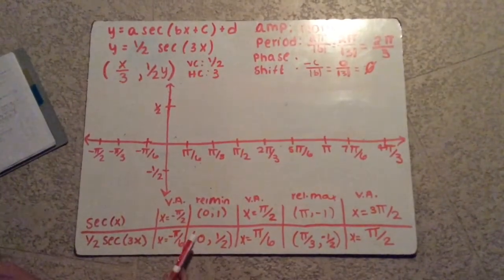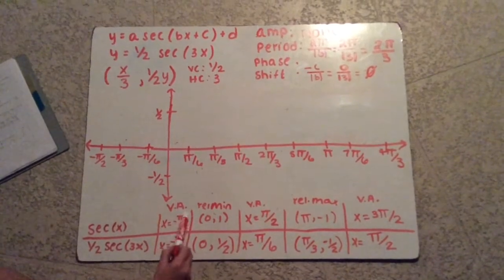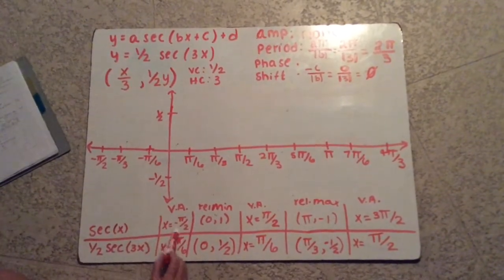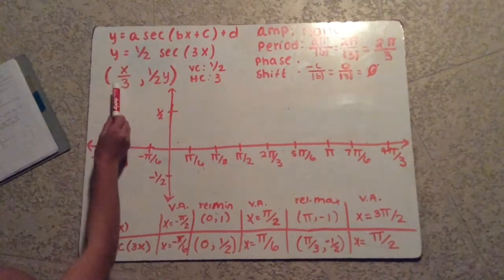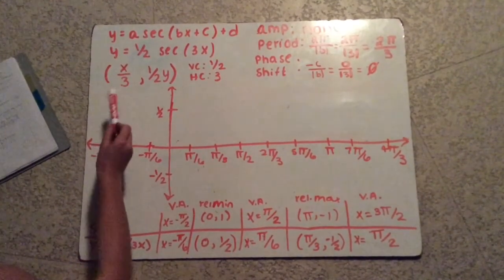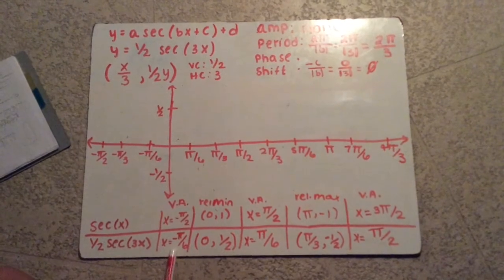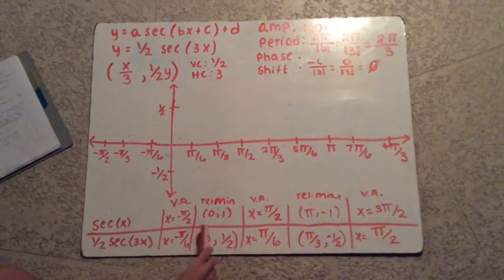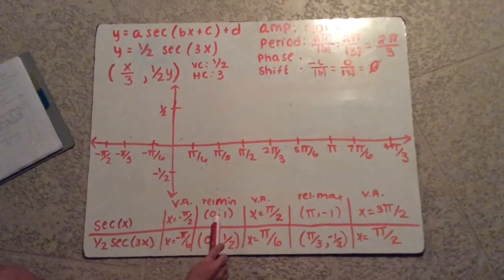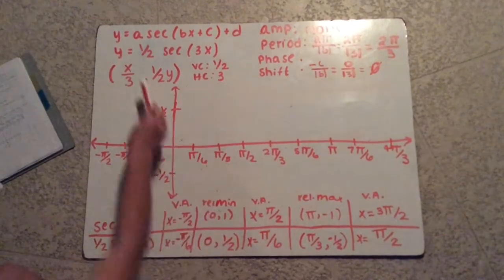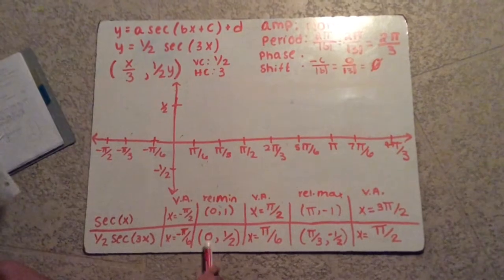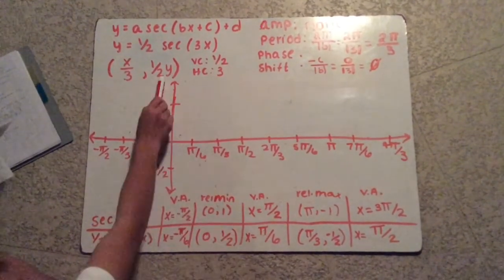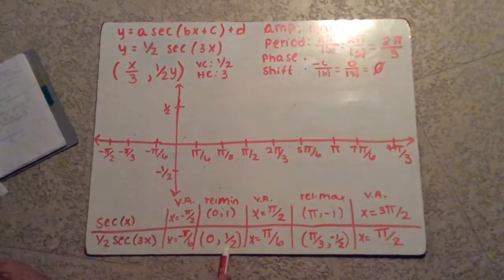To graph our points on our secant table, we start with our first vertical asymptote. We plug negative pi over 2 in for x up here, so it's negative pi over 2 times 1 over 3, and we get negative pi over 6. Next, we use our relative minimum, and we plug 0 in for x up here, divide by 3, and we get 0. Then we plug 1 in for y, and we get 1/2.